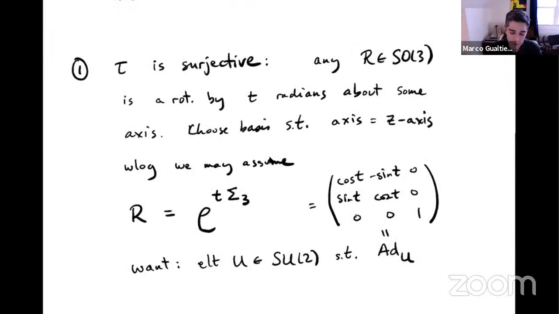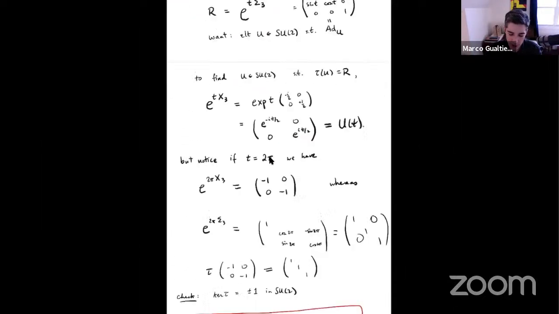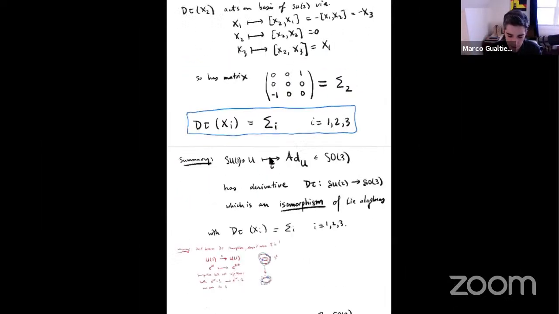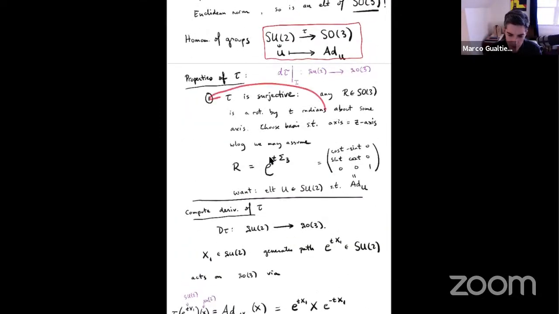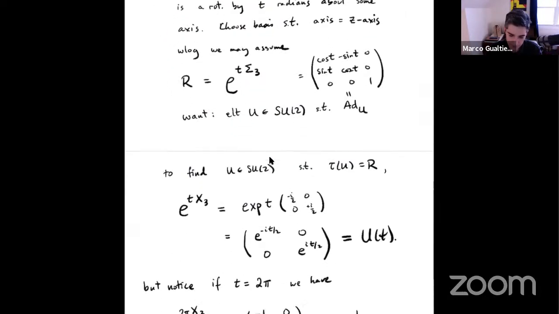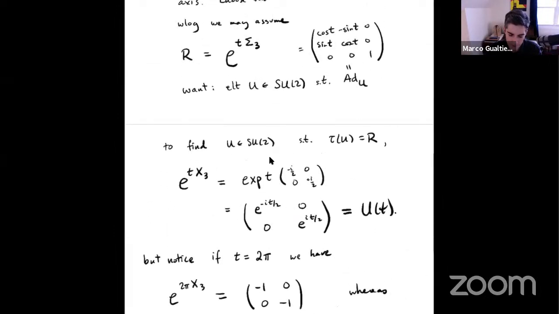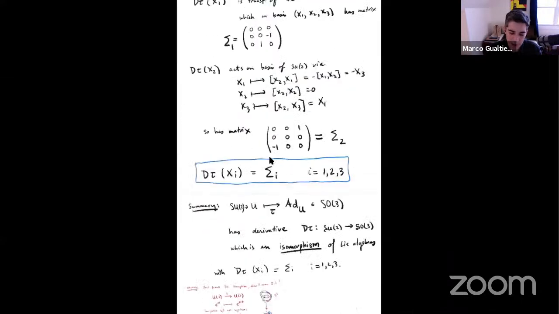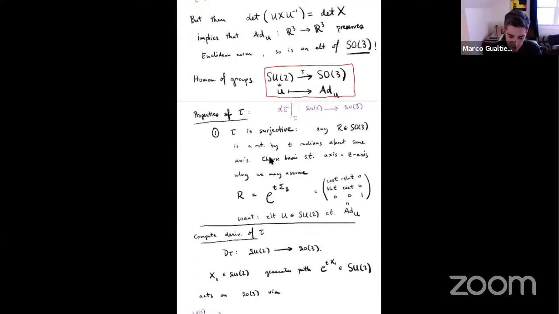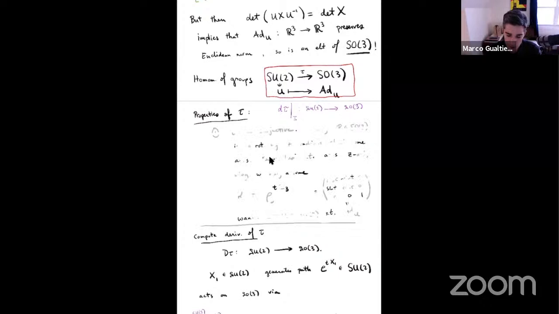So tau is surjective. We just established that. Wait, didn't I just explain this? Yeah, tau is surjective. Oh, I'm sorry. I started it, but I didn't actually finish this. Let me get rid of this part.